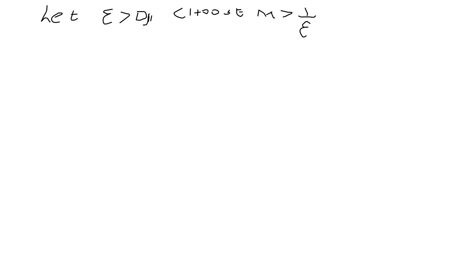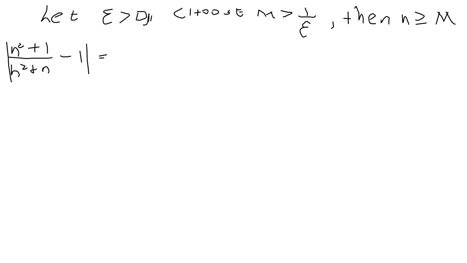All right, so let's go through. Then for any n greater than or equal to that m, we get this now: (n squared plus 1) over (n squared plus n minus 1) is equal to (n squared plus 1) over (n squared plus n) minus (n squared plus n) over (n squared plus n). Just skip some of these steps.